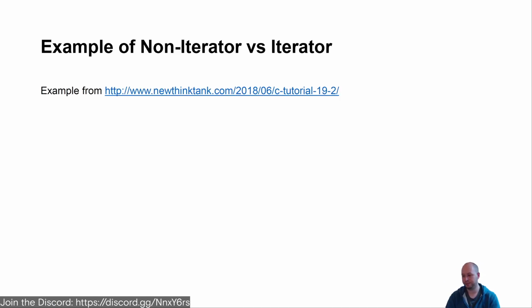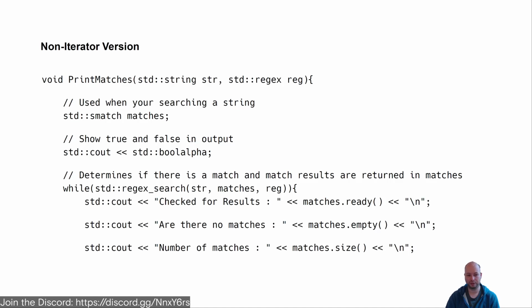So this is an example from this particular link. Feel free to go there. This is the non-iterator version. What we're doing is we're hitting the regex search with a particular string that we've passed in, and we're going to get the matches. First we set up our stuff, and we show true and false in the output. Then we're hitting the input string with the matches and the regular expression, and then we check for results. We have this many matches.